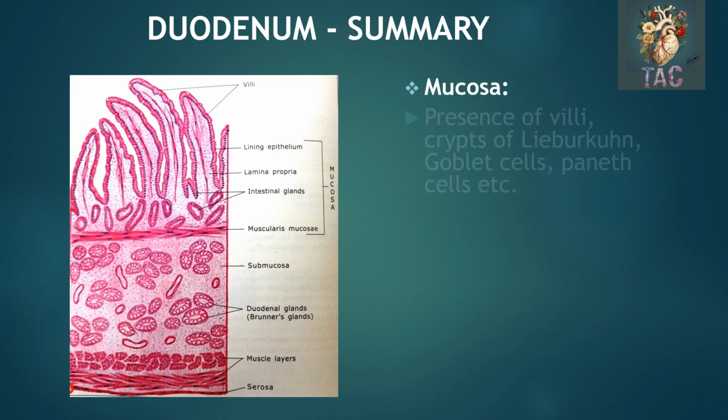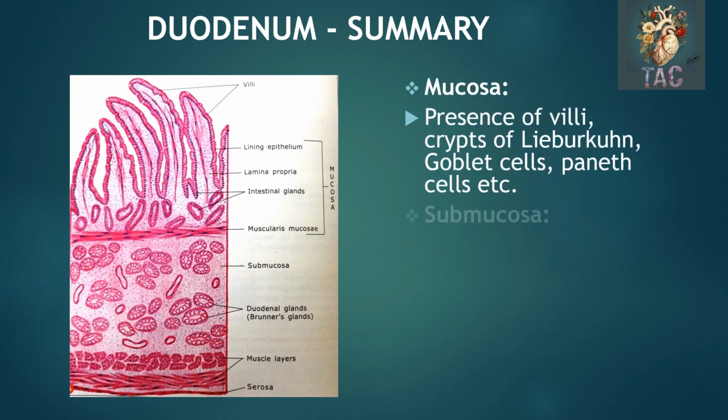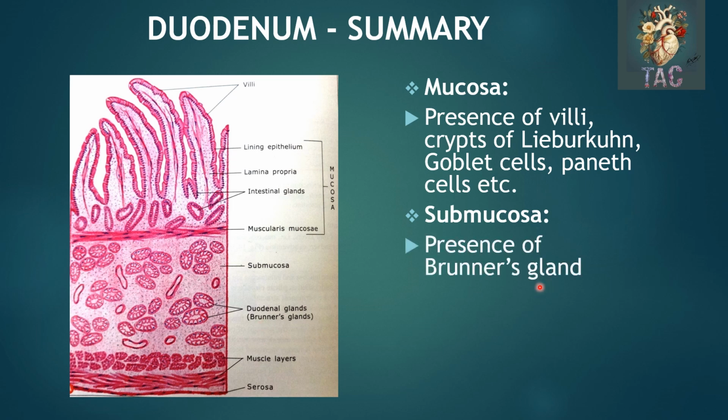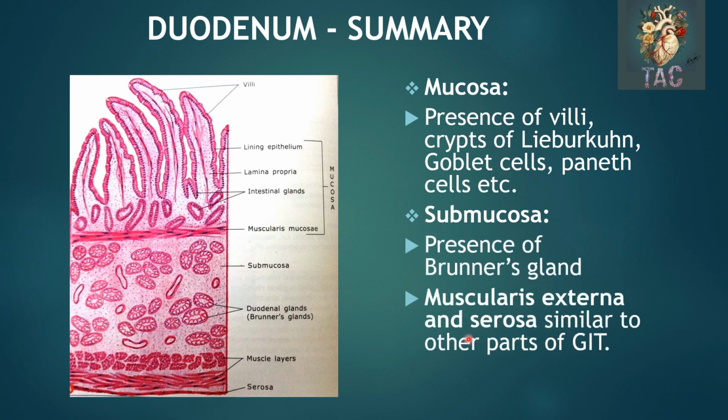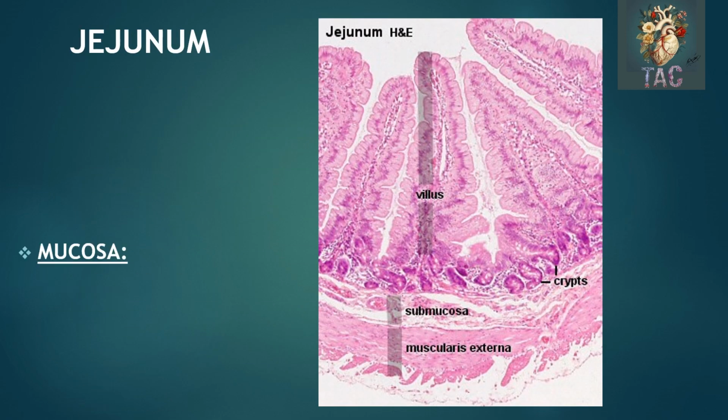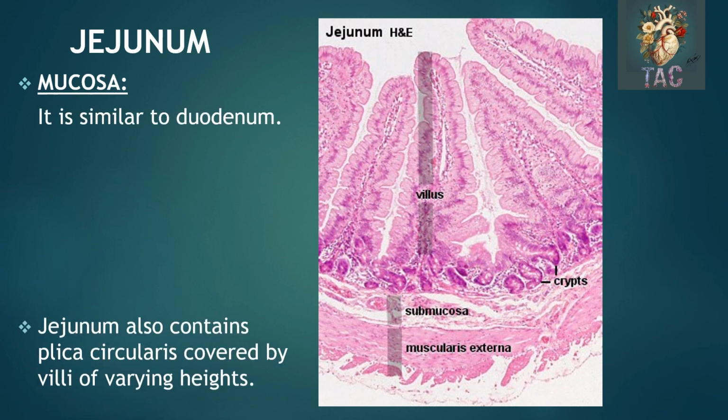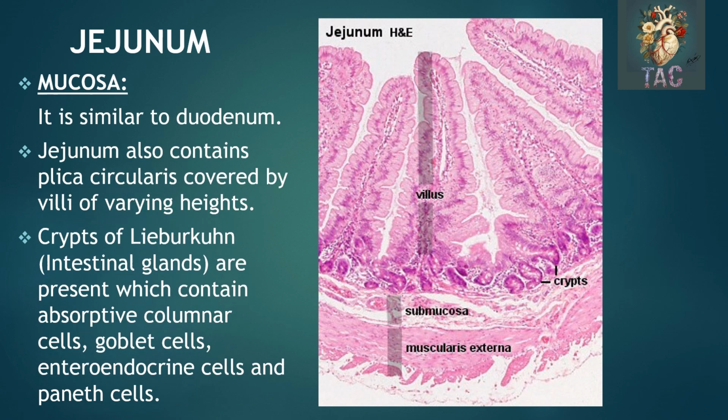So the duodenum, in summary: mucosa, which has the villi, crypts of Lieberkühn, goblet cells, Paneth cells, and microvilli; submucosa with the presence of Brunner glands; muscularis mucosae similar to other parts; and serosa similar to other parts. Next is the jejunum. Same features as the duodenum, but the difference is that it contains plicae circulares covered by villi of varying heights. Crypts of Lieberkühn are present which contain absorptive columnar cells. An important point is that in the submucosa there are no Brunner glands over here.